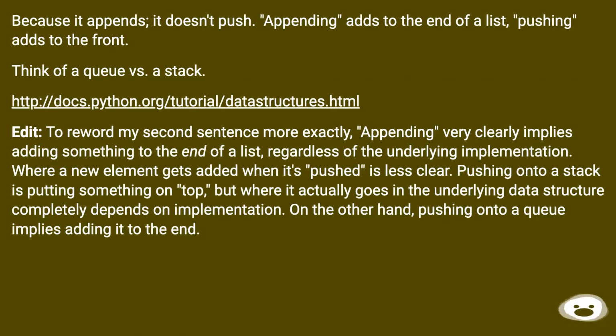Edit, to reword my second sentence more exactly: appending very clearly implies adding something to the end of a list, regardless of the underlying implementation. Where a new element gets added when it's pushed is less clear. Pushing onto a stack is putting something on top, but where it actually goes in the underlying data structure completely depends on implementation. On the other hand, pushing onto a queue implies adding it to the end.